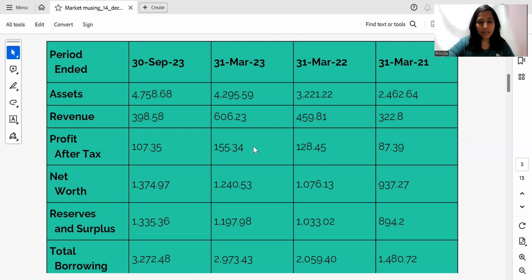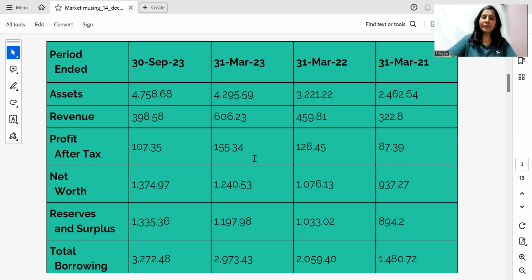Looking at the reserves and surplus, we can see that the reserves and surplus of this company have been consistently increasing, indicating that the company has been able to set aside funds for future use or to absorb potential losses. Now looking at the total borrowings, the total borrowings have increased over time, suggesting that the company has taken on additional debt to support its operations.